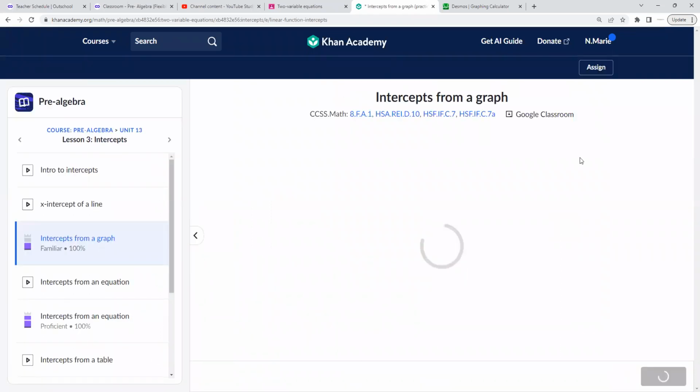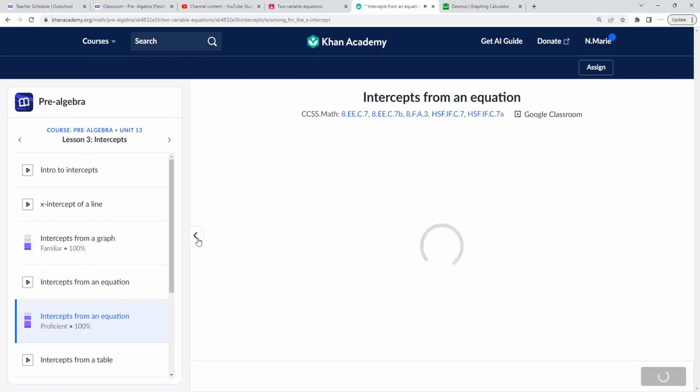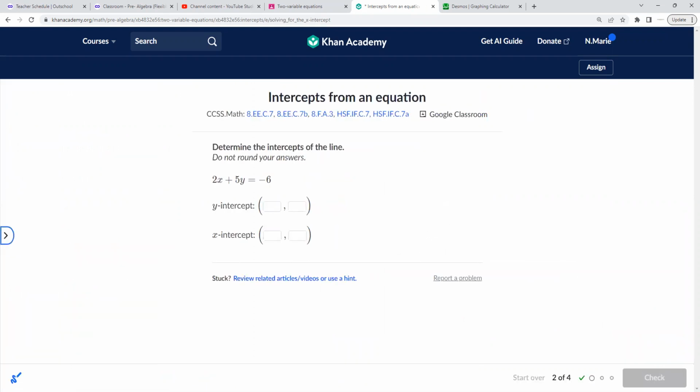So by looking at the graph, it's of course easier. The y-intercept here is 0. So remember, for the y-intercept, x is always 0. For x-intercept, y is always 0. So the y here is 5.5 and the x here is negative 7.5. So I could easily find that by looking at the graph. Without looking at the graph, I could easily solve for the x and y-intercept.